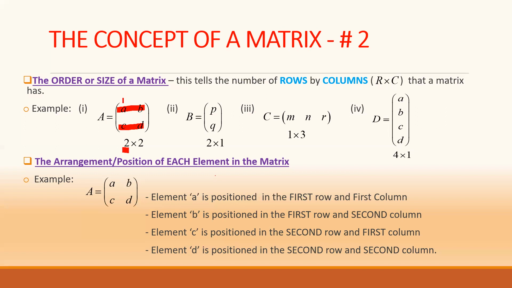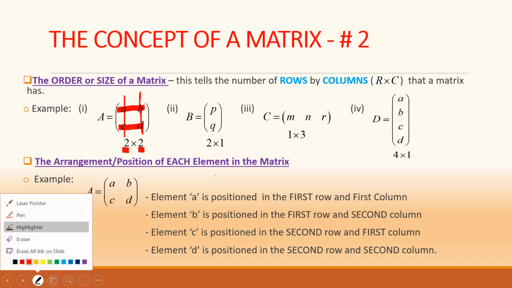And then the matrix also has 2 columns because A C is in a column, the first column as a matter of fact, and B D would be in a second column. So it therefore means that this matrix would be a 2 by 2. The number of rows would be 2 and the number of columns would be 2. So this matrix is a 2 by 2 matrix, right?